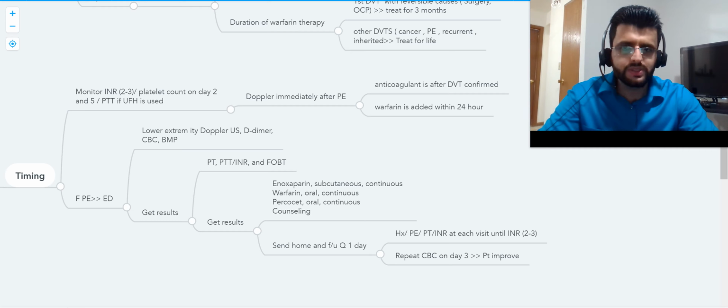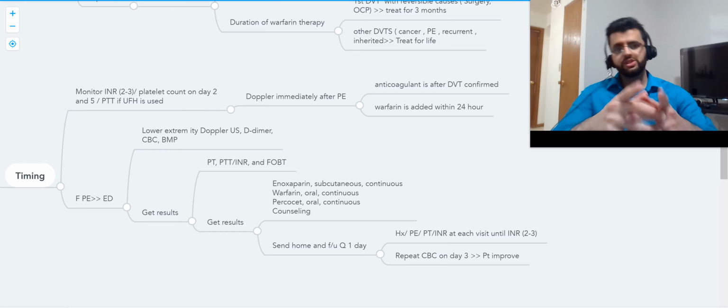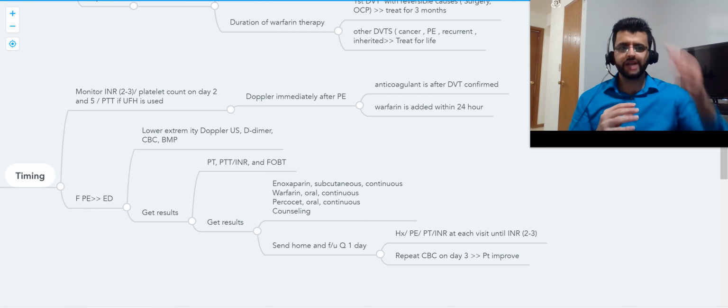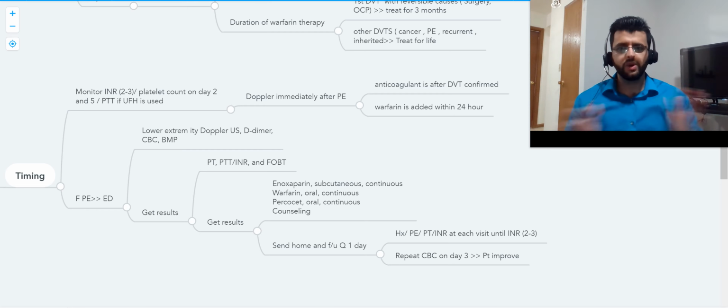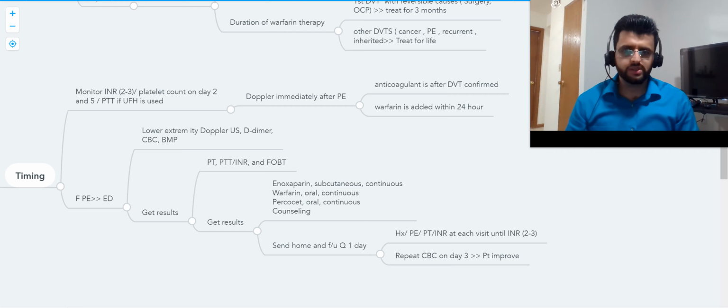Okay, if we have renal failure, we will shift from low molecular weight heparin to the other heparin, the unfractionated heparin.